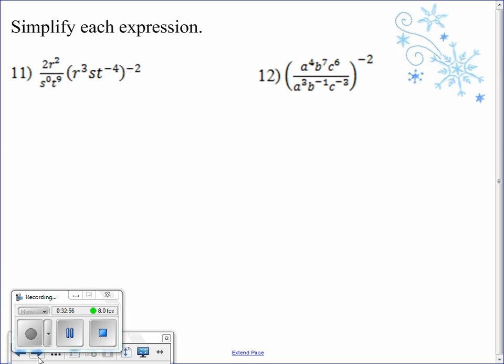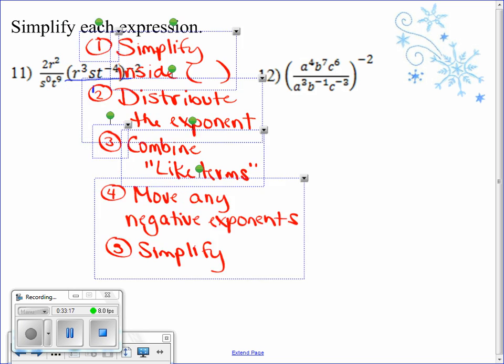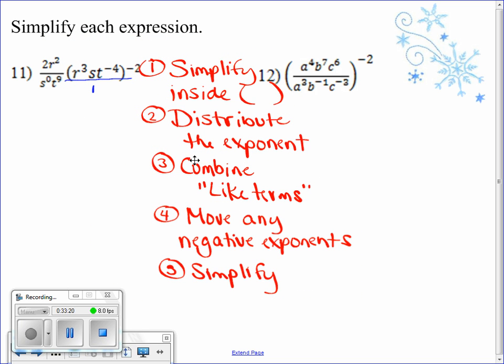All right, so number 11. Right now, think about, I have a fraction and I have something that's not a fraction. Where is it really, top or bottom? It's on the top. So right now this is all on the top of that fraction. So again, let's go through our steps. Simplify inside parentheses. Can you put any of that together? Nope. An R, an S, and a T, they're all different. Step 2, distribute by exponent. So let's go ahead and distribute.